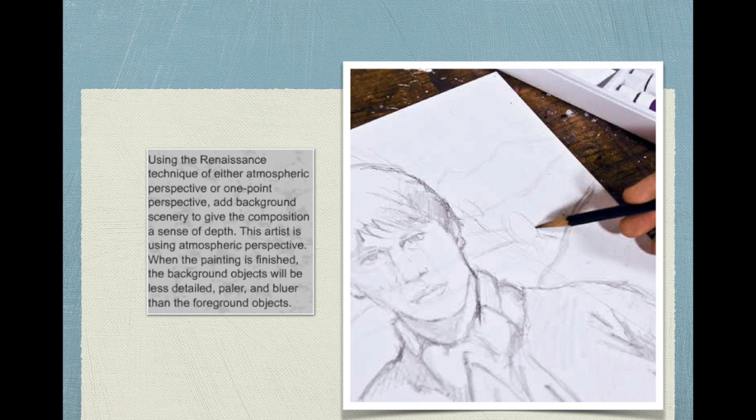Okay, so once you sketch your features, like you see here, use the Renaissance technique of either atmospheric perspective or one-point perspective to add the background scenery and to give the composition a sense of depth. This artist is using atmospheric perspective. When the painting is finished, the background objects will be less detailed, paler, and bluer than the foreground object. Okay, and that'll really make your figure pop forward as well.